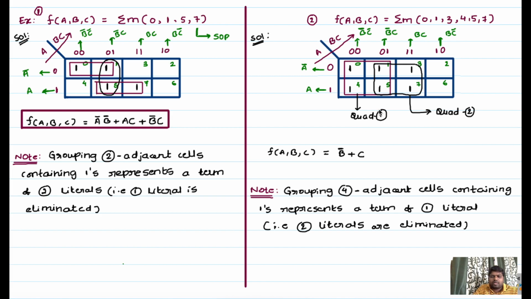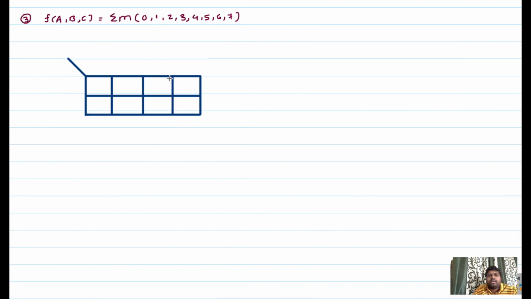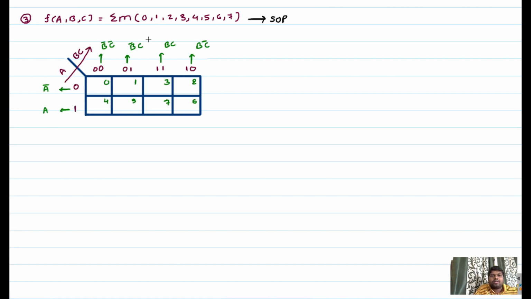Next we will move to a third example, that is, the function f of a comma b comma c, which involves 0, 1, 2, 3, 4, 5, 6, 7. Here the given thing is sigma m, that means sum of product, right? The given one is sum of product in nature. So now you can assign all these possible combinations with ones because of sum of product, so that I will get 1, 1, 1, 1 is also 1, right? So all the possible combinations are assigned with ones.